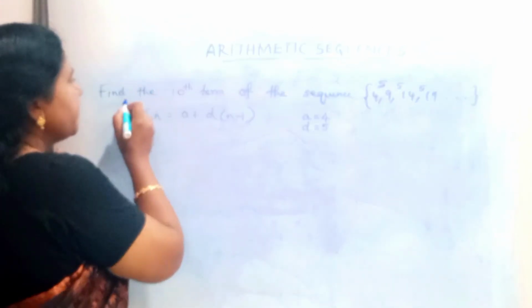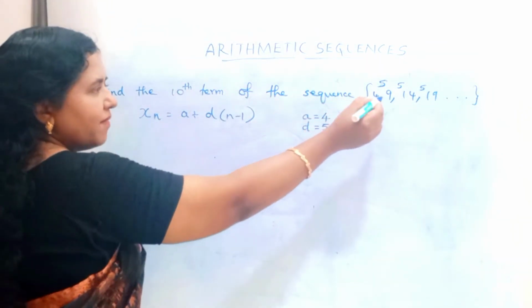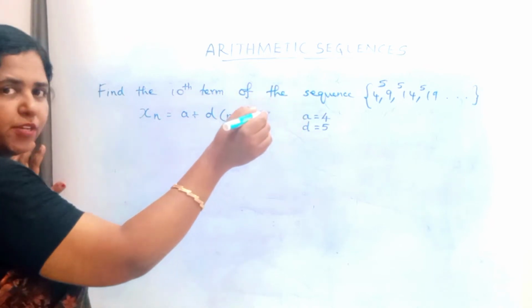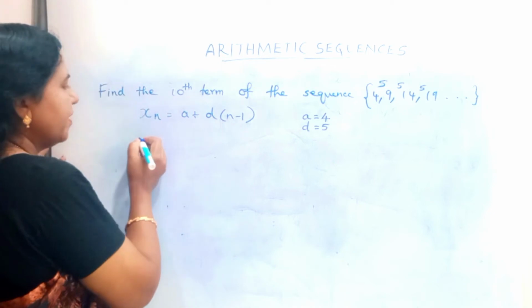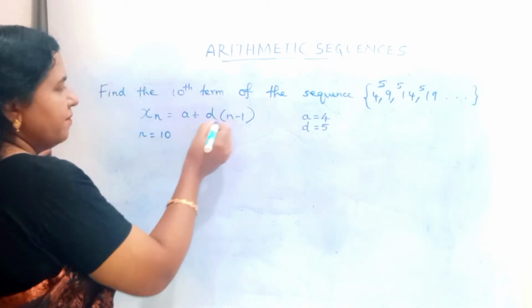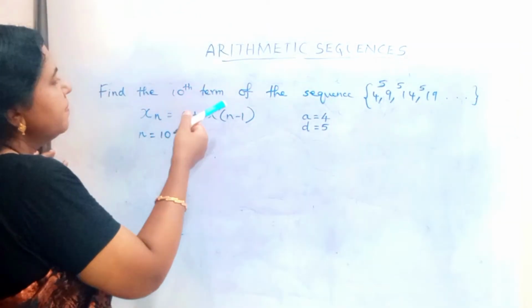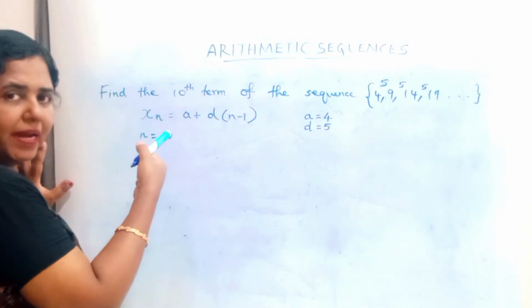Next we are asked to find the 10th term. That is the value at the 10th place, which is nothing but the position of the term. So the value of n is equal to 10, as given here. We have got the value of n also, since the 10th term is asked. Now by using these values we can find the required term.